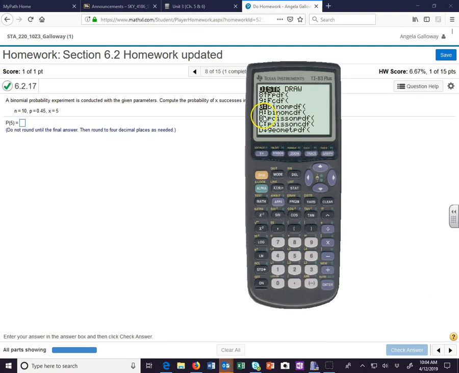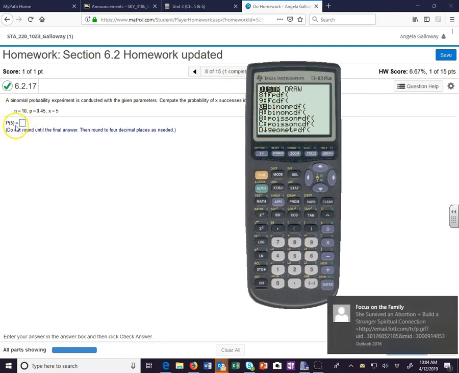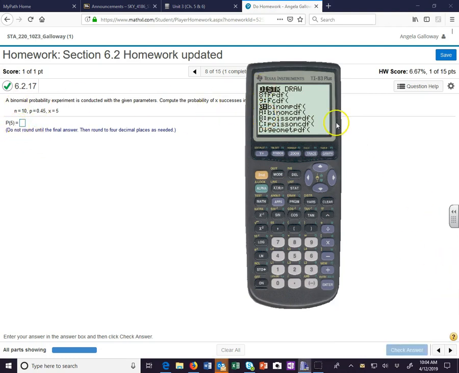So this one wants to know the probability that x is equal to 5. So we're going to use the PDF. Then you put in n, your number of trials, then your probability of success, and then your x value. It says 4 decimal places, so I got 0.2340.